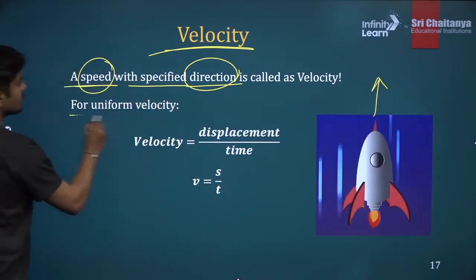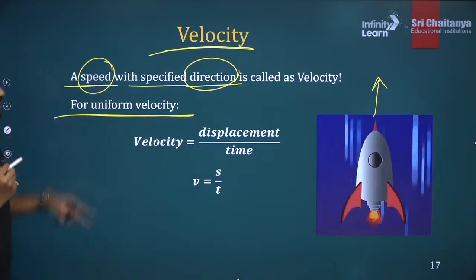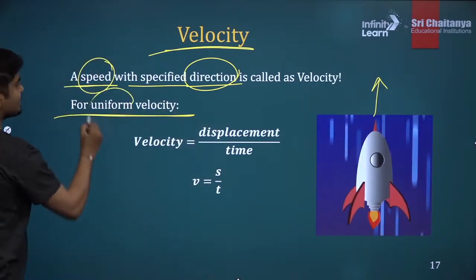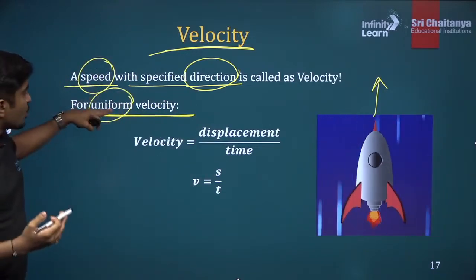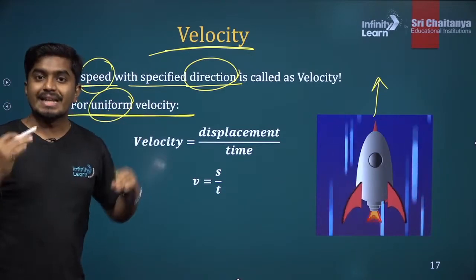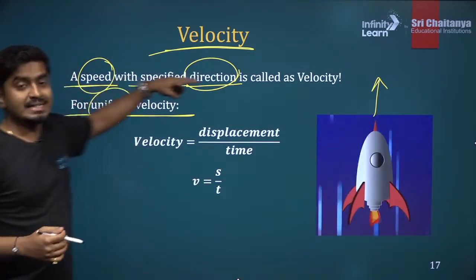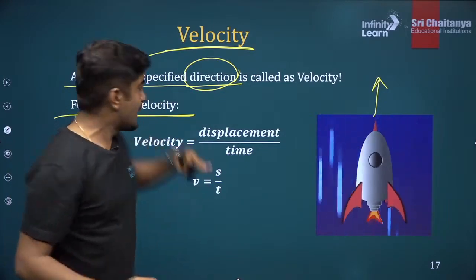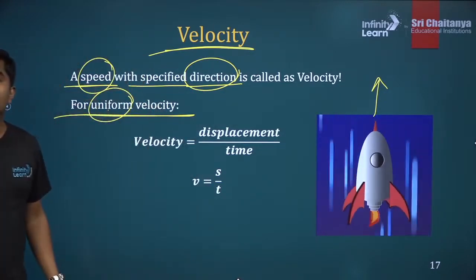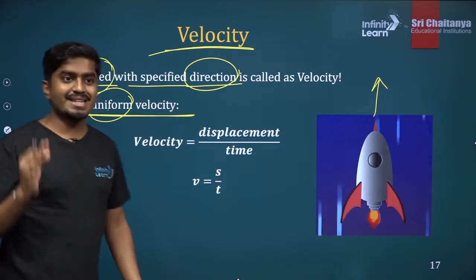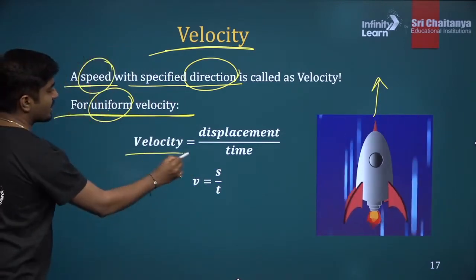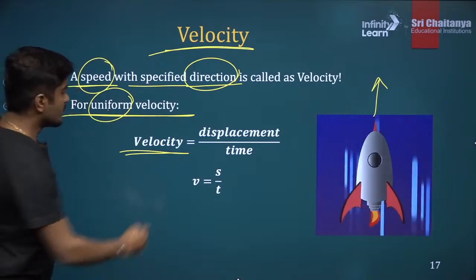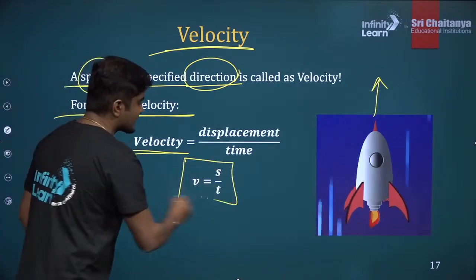Now, for uniform velocity, what is a uniform velocity? Uniform means constant. For a constant velocity, the speed should be the same and the direction should be the same. The direction of the object is not changing and even the speed is not changing. So in that case, the velocity can be written as displacement divided by time. So what is velocity? It is this.